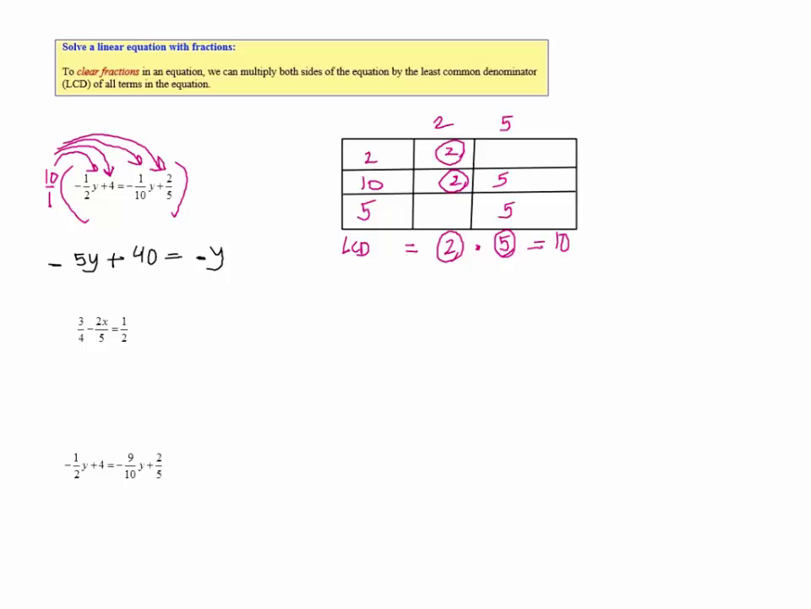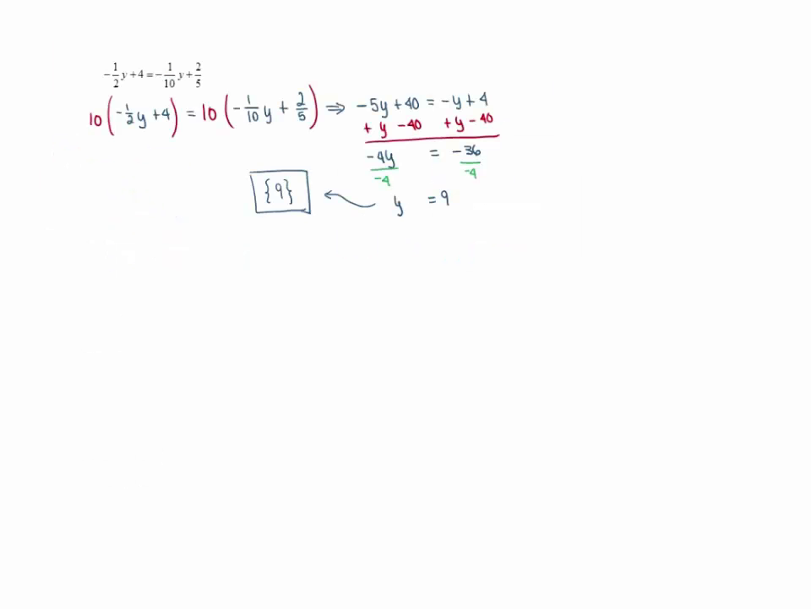10 divided by 5, what is that? 2, and then multiplied by 2, that becomes what? 4. So we see how to eliminate the fractions in one step. Here now I don't have any fraction anymore. This equation is equivalent to this equation, and this is easy to solve now, right? So take a look at the solution. You multiply by the LCD, get minus 5y plus 40 equal to minus y plus 4.